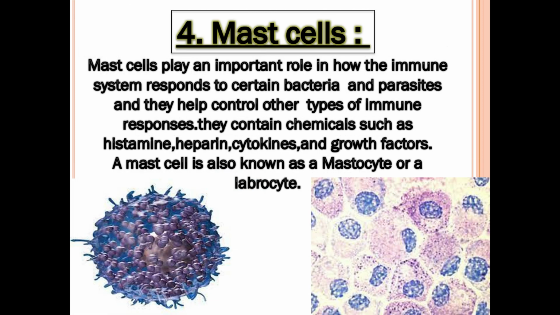Next is about mast cells. The mast cell plays an important role in how the immune system responds to certain bacteria and parasites. They help to control other types of immune responses. They contain chemicals such as histamine, heparin, cytokines, and growth factors. A mast cell is also known as a mastocyte, or else we call it a labrocyte.